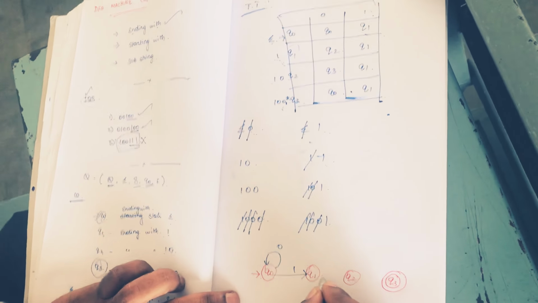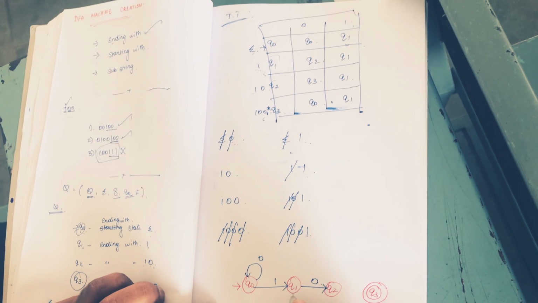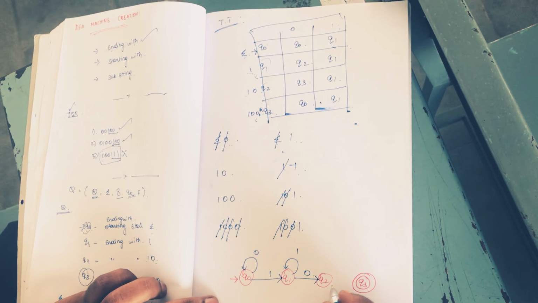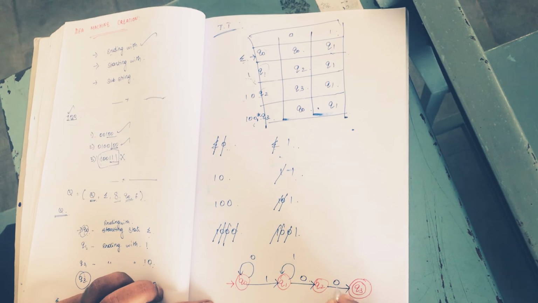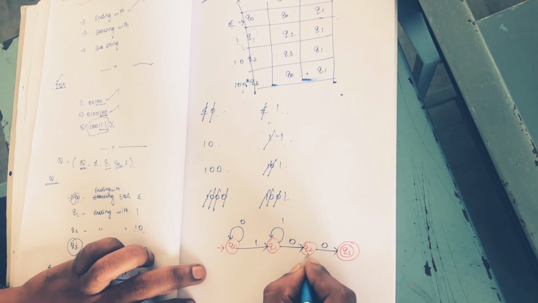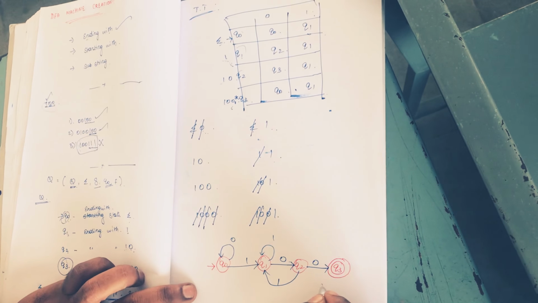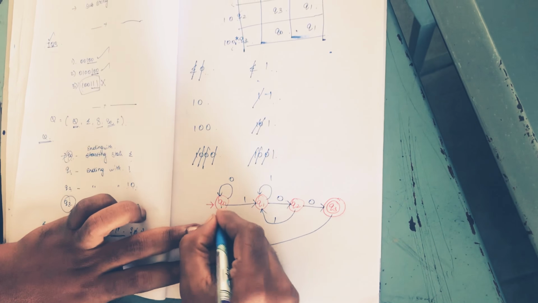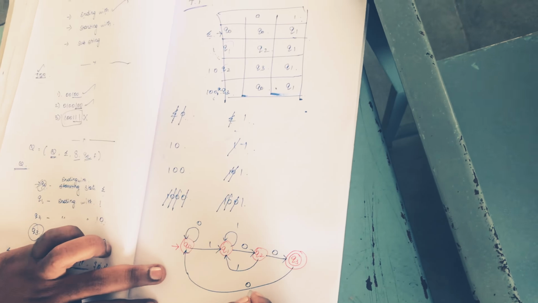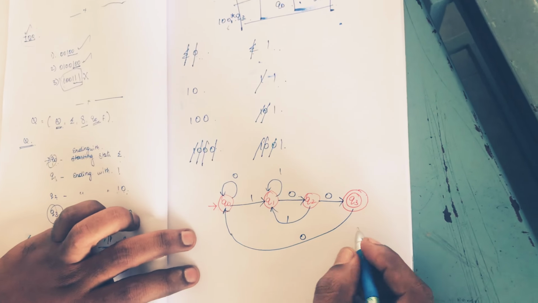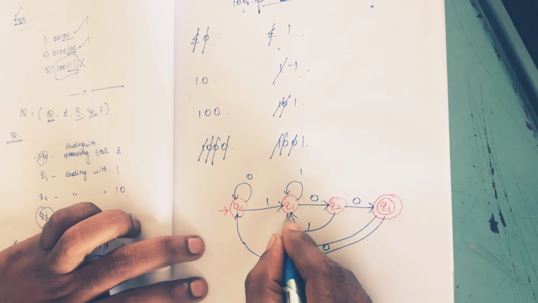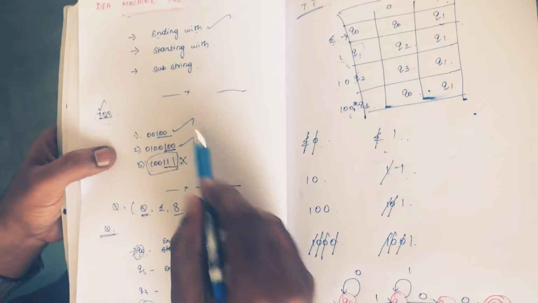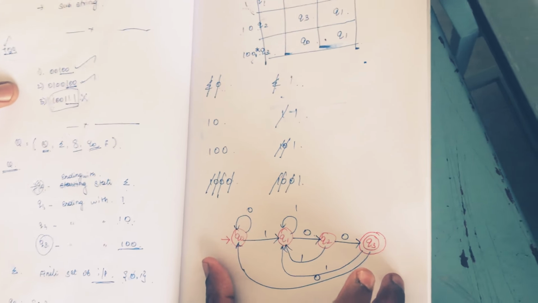When Q1 takes a 0, Q2 is the output. Q1 takes a 1, Q1 is the output. Q2 takes a 0, Q3 is the output. Q2 takes a 1, Q1 is the output. Q3 takes a 0, Q0 is the output. Q3 takes a 1, Q1 is the output. Now we have already checked the three categories, and we have derived the transition diagram.